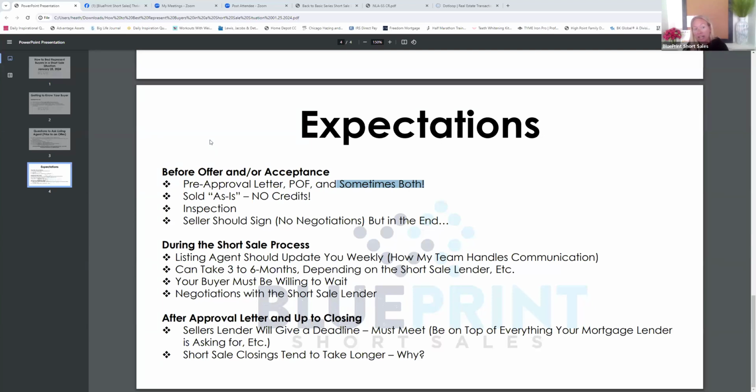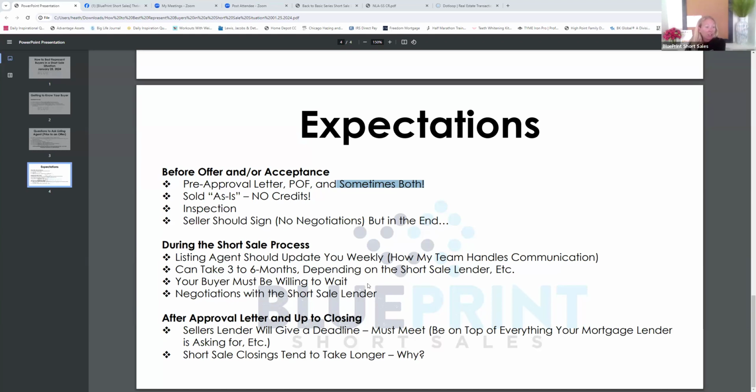Yeah, so Karen said I had to show proof of funds for the closing costs too. Yeah, not every bank asks for that, but that is a question the short sale lender may ask. Now, I don't ask for all of that up front from a buyer. I either just submit proof of funds or pre-approval, and I wait for the bank to ask for that. Okay. All right, sold as is.